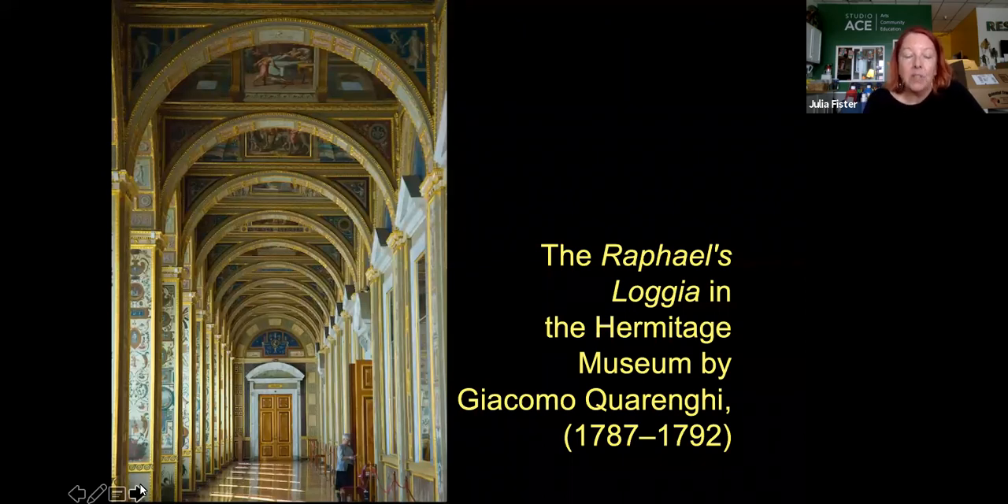Giacomo Quarenghi actually arrived in St. Petersburg along with the Scottish architect Charles Cameron. He was a renowned neoclassical architect, having studied in Rome with none other than Anton Mengs, who we know kind of started all of this. And he really helped shape the interest in Palladian architecture. They worked on the Catherine Palace and this wonderful construction of this hallway, located in the Hermitage, the main museum in St. Petersburg.